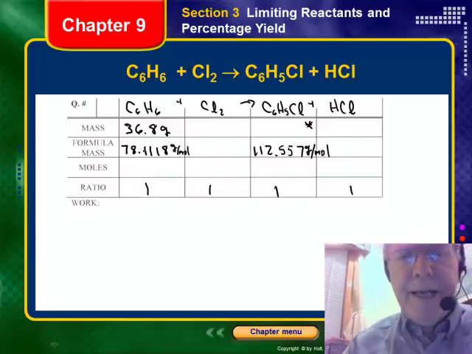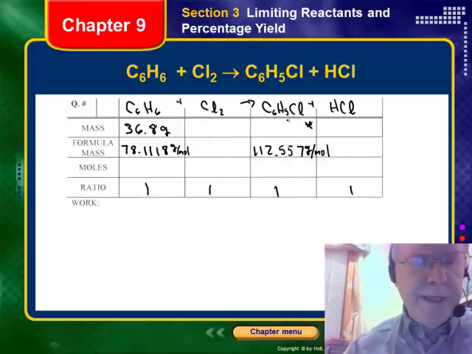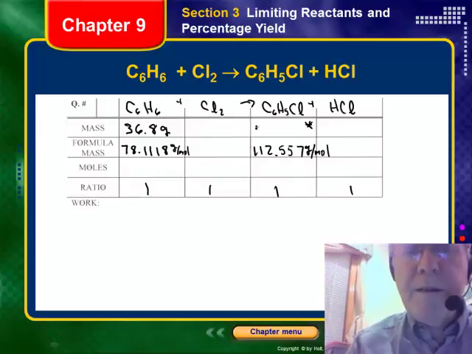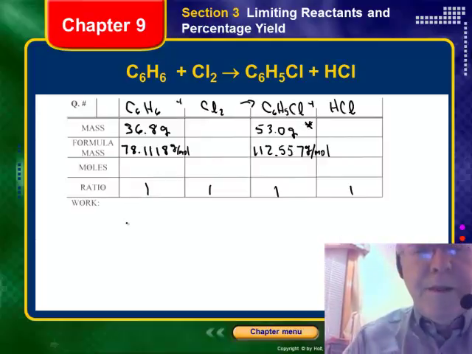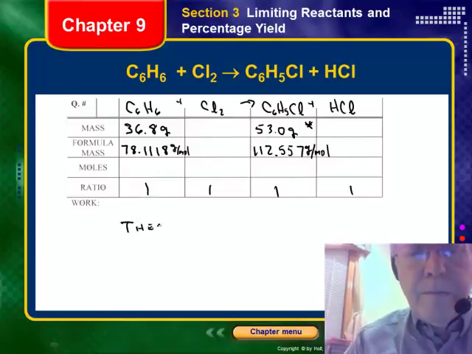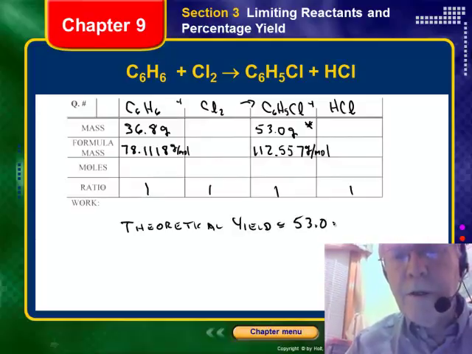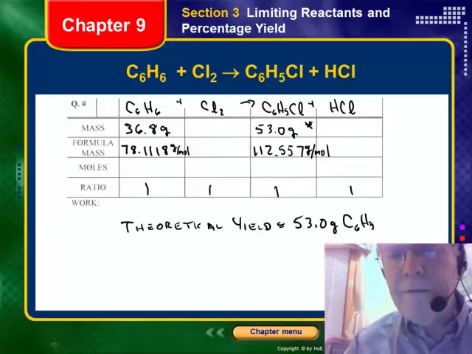Okay, so now I'm going to divide down and multiply up to get the grams of chlorobenzene. So 36.8 divided by 78.1118, divided by 1 times 1, which doesn't do anything, times 112.557. And I get 53.027, which to 3 sig figs is 53.0 grams. Okay, so the theoretical yield is 53.0 grams C6H5Cl.